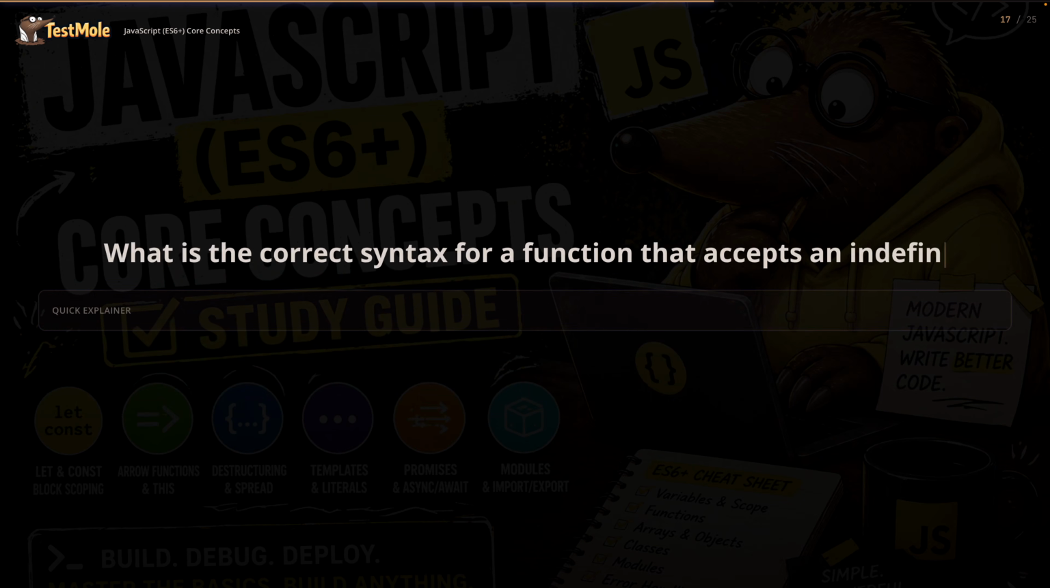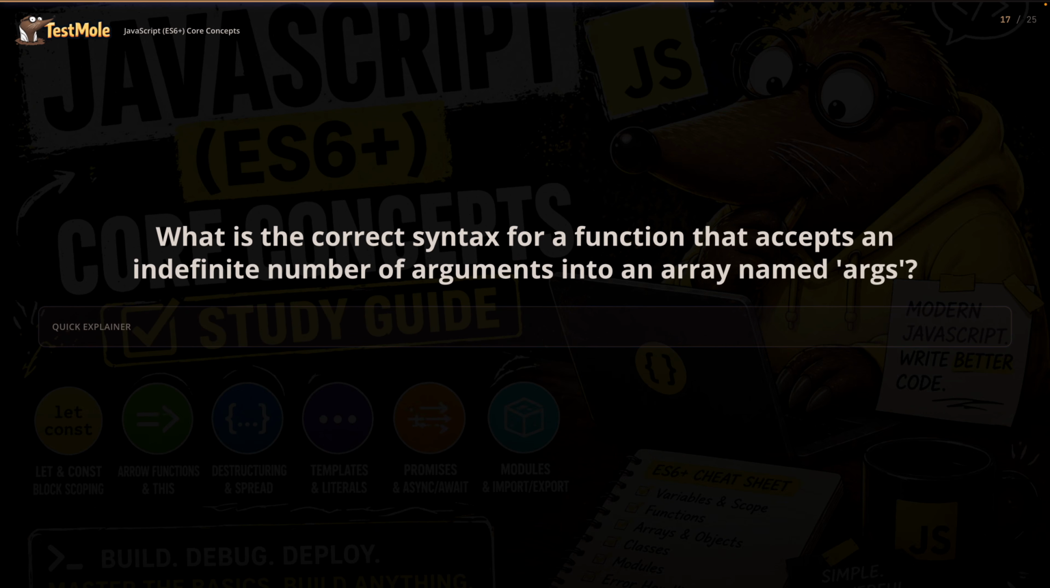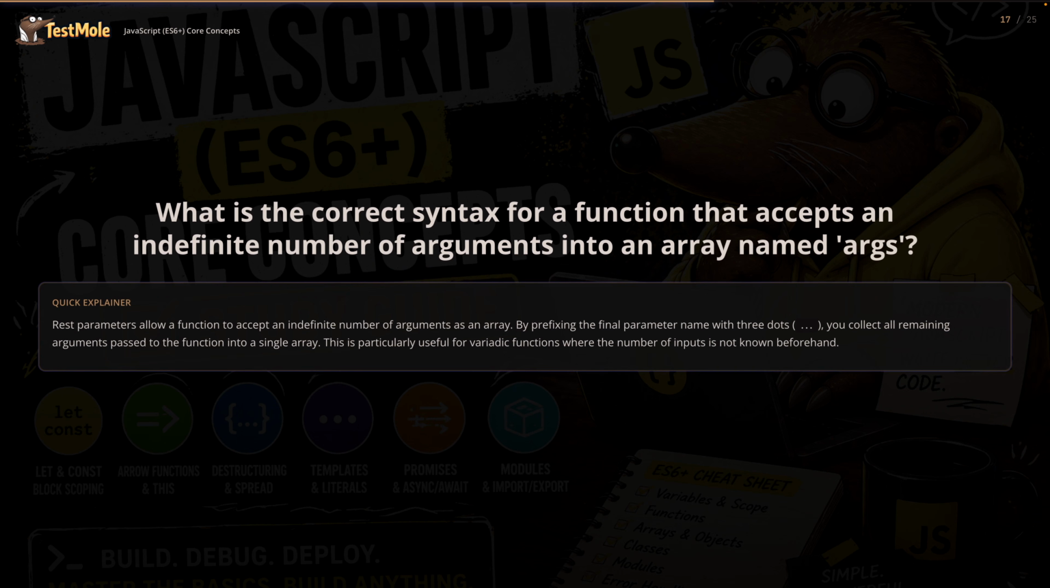What is the correct syntax for a function that accepts an indefinite number of arguments into an array named args? Rest parameters allow a function to accept an indefinite number of arguments as an array. By prefixing the final parameter name with three dots, you collect all remaining arguments passed to the function into a single array. This is particularly useful for variadic functions where the number of inputs is not known beforehand.